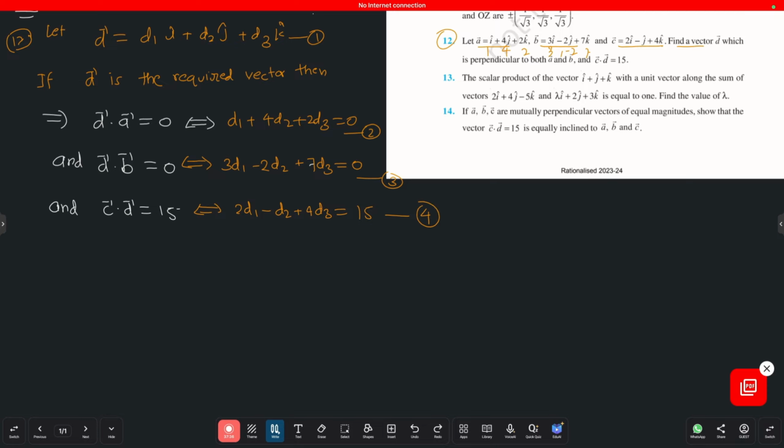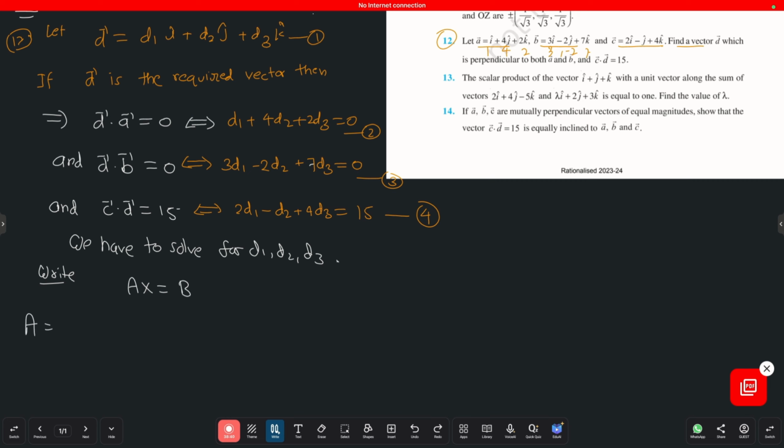Now this is a question of determinants: A1 plus 4B1 plus 2C1. Solve for D1, D2, D3. So let me write A into X equals B.